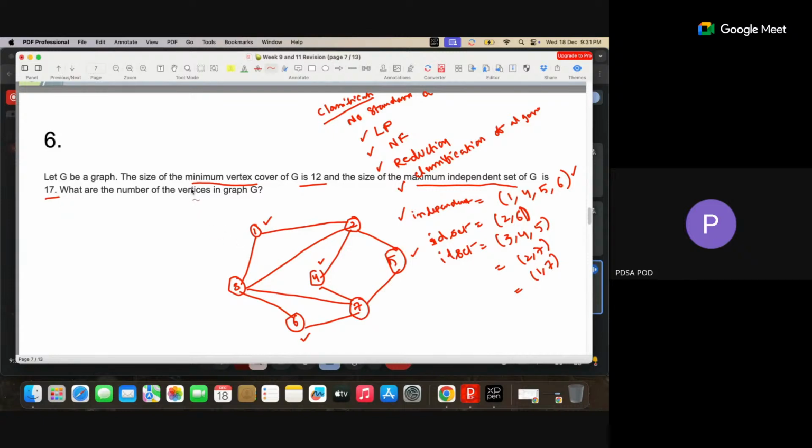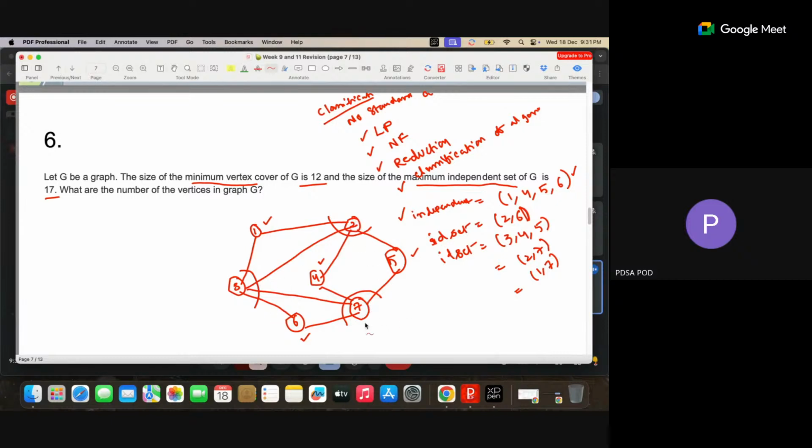Now, what is the minimum vertex cover? If you fix a CC camera at a particular vertex, it will cover maximum edges. If I fix a camera here, it will cover 4 edges. Is it right? Yes. Similarly, if I fix a camera here, it will cover another 4 edges. Similarly, if I fix another camera here, it can cover the maximum edges.